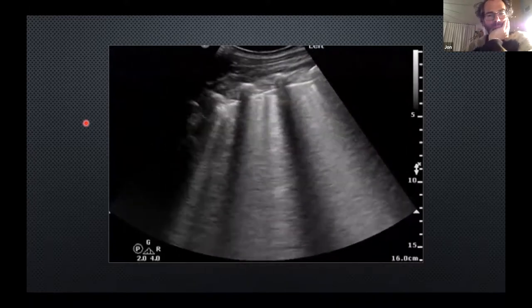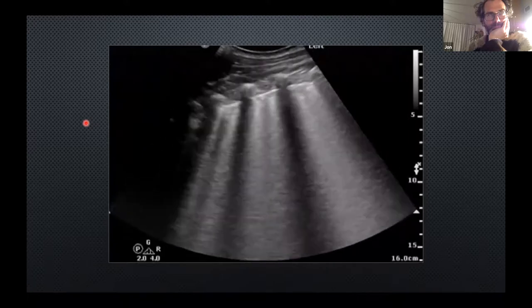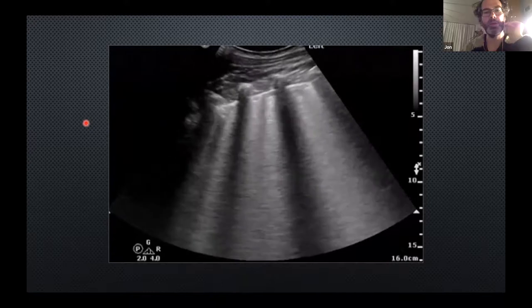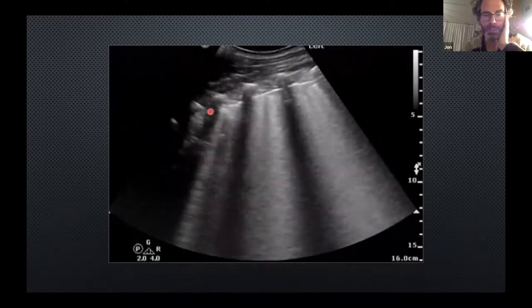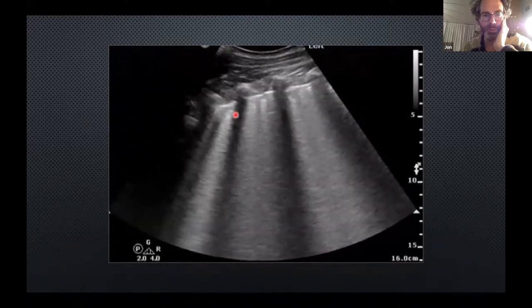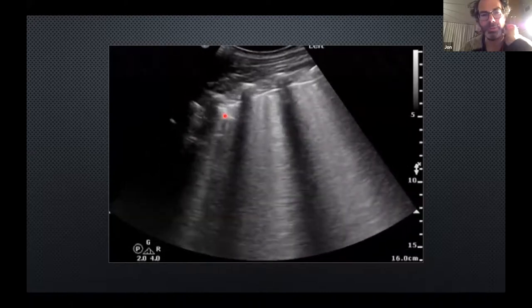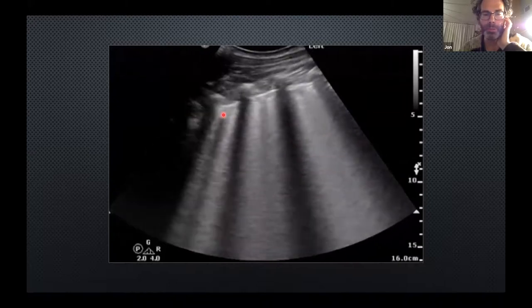Anyone like to comment? Lots of B-lines. Confluent, yeah, confluent B-lines, and they're sort of evenly distributed, aren't they? So we can see three different intercostal spaces here, and the B-lines are pretty much equally distributed between them. And the pleural line is actually quite thin and smooth.